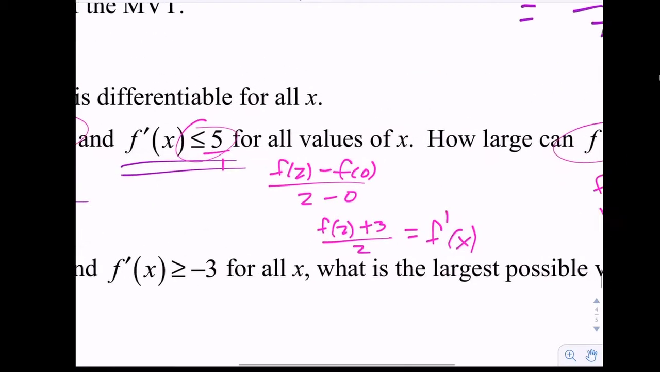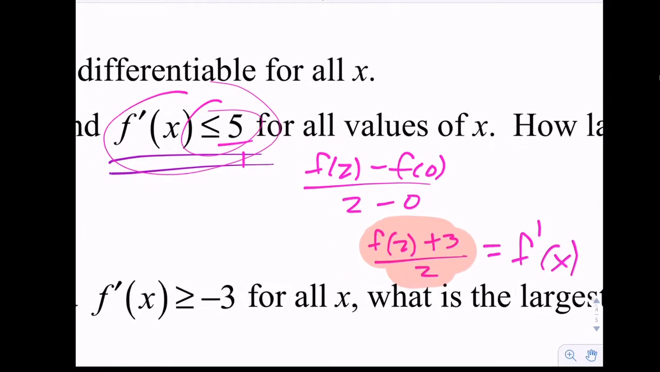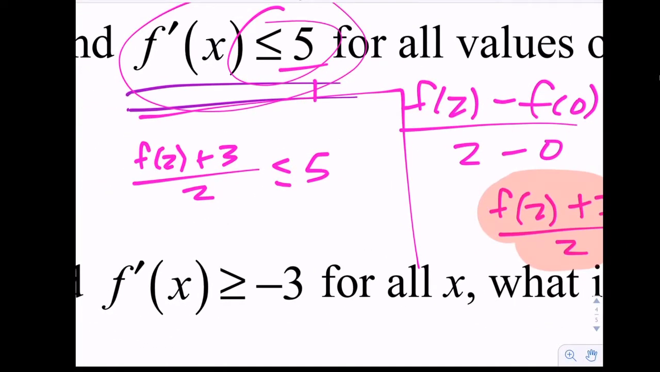But if we then know that the derivative has to be less than or equal to 5, then that means that if this is the derivative, that also has to be less than or equal to 5, yes? So you can kind of set up an inequality. You could say that f of 2 plus 3 over 2 has to be less than or equal to 5. The average rates of change have to be less than 5 as well. Okay? And you can set it up as an inequality.